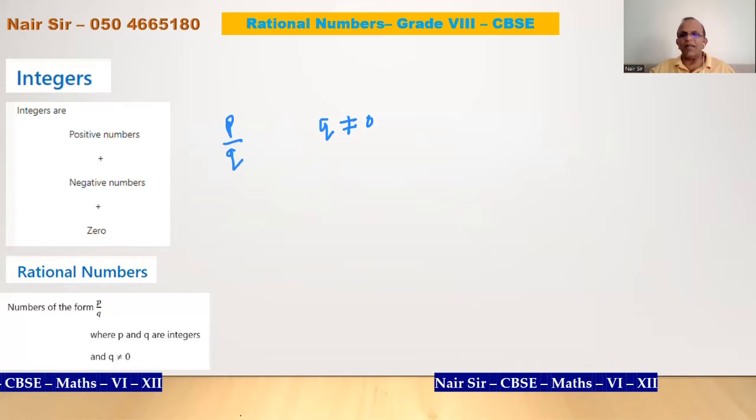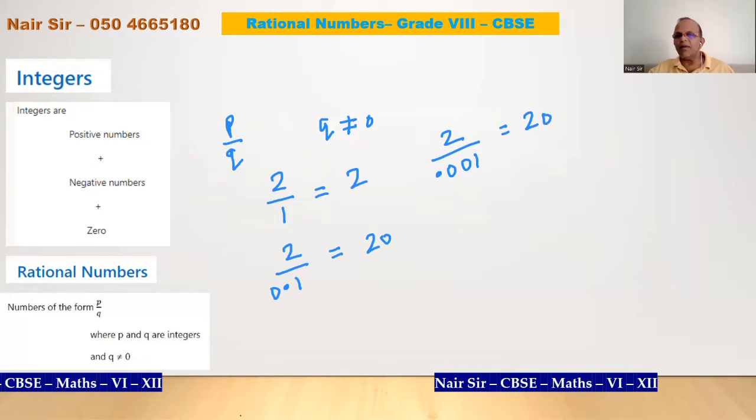Now take an example. Let's say that I'm taking 2 upon 1. What is the answer for this? 2. 2 upon 0.1. What do I get as the answer? 20. If I say 2 upon 0.001, this will become... look at the way the number is growing.